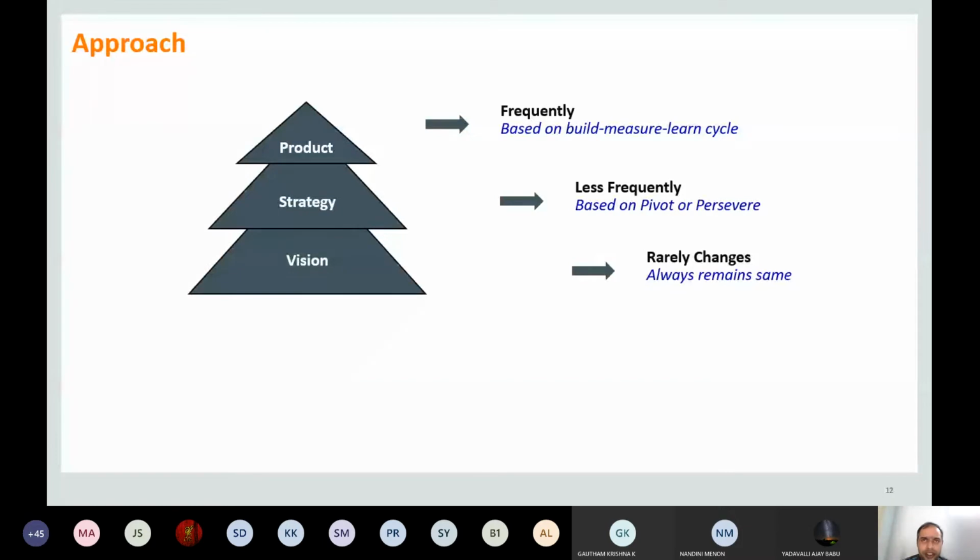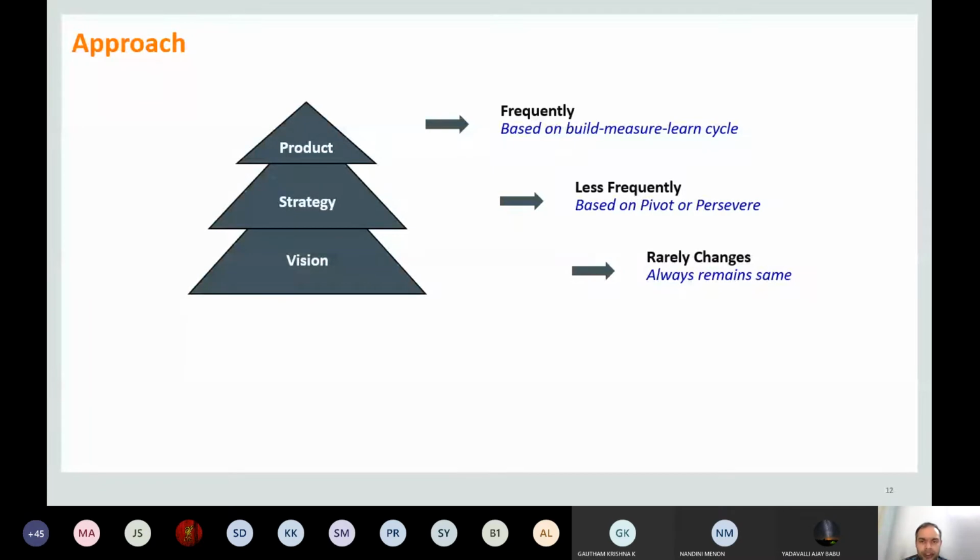Frequently we have to check whether we are on the right path, whether we are adopting the right strategy to achieve the product, or whether we are deviating from the strategy towards the mission. So based upon the strategy, we will be able to understand whether to pivot or preserve. We will discuss what pivot and preserve are in the upcoming slides, or in the next module probably.